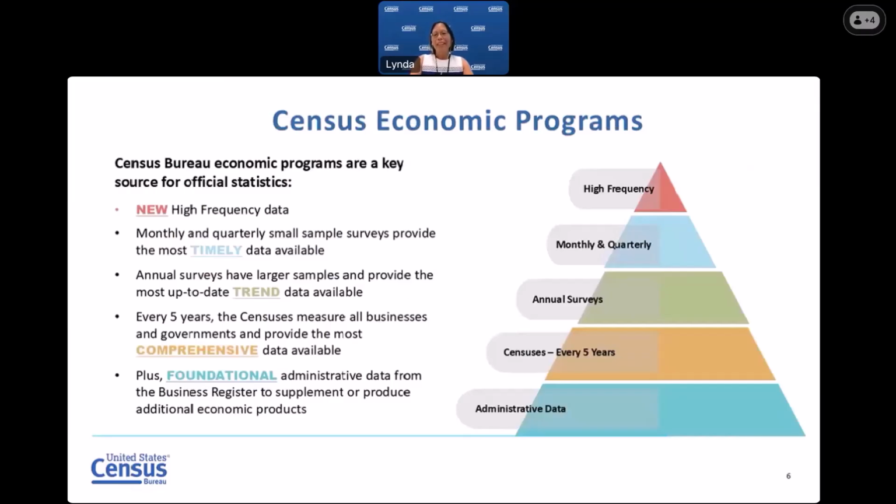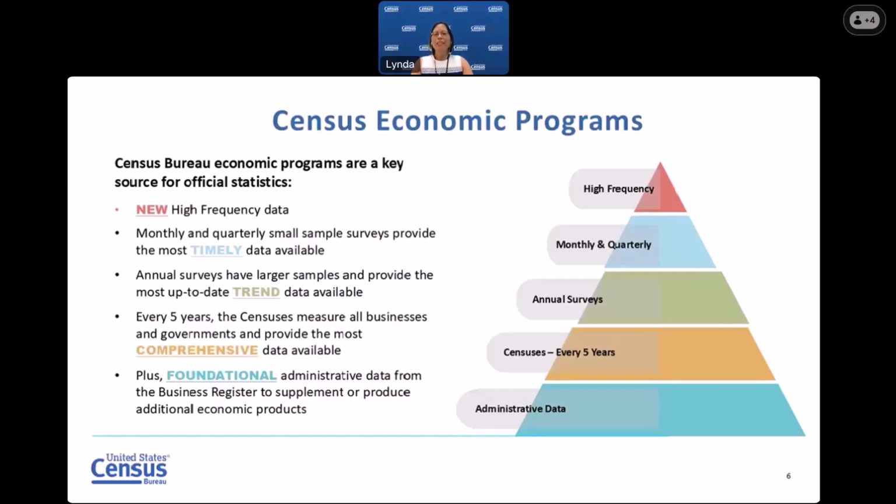Now, when it comes to our data, a pyramid is a nice representation of the relationship between timeliness and details. At the top of the pyramid are high-frequency programs where data are released on a bi-weekly basis with less detail available in comparison to the programs on the lower levels in the pyramid. And sliding down a level are our monthly and quarterly surveys. These surveys are timely and they include the nation's key economic indicators as previously mentioned on the slide. They are used for tracking and reporting the GDP.